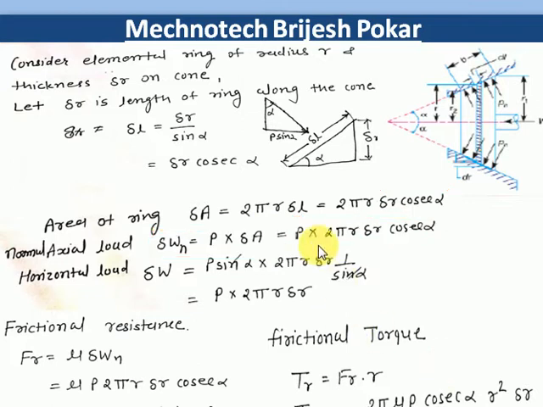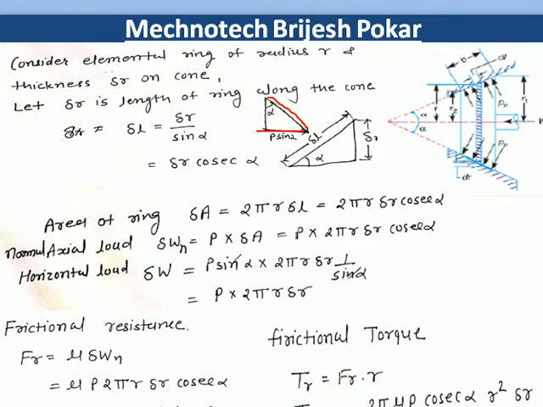P is from here, this is the normal direction, and if you consider the horizontal direction, the horizontal load delta W is equal to P sine alpha into 2 pi r delta r cosec alpha. Sine alpha is 1 upon cosec alpha, so sine alpha cancels, and finally it is P into 2 pi r delta r. This is for the horizontal load and the other is for the normal axial load. Hope you understand, these two are different. The normal axial load is from this side, and the horizontal load is from this side.